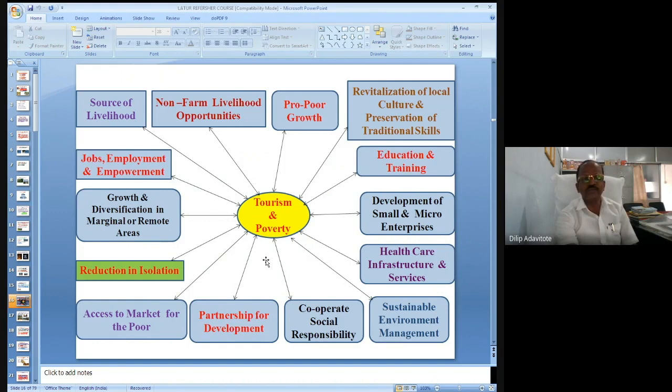You see, what tourism is giving to a common man, it is a source of livelihood. Non-farm livelihood opportunities are there. Pro-poor growth is taking place. Revitalization of local culture, preservation of traditional skills, education and training, development of small and micro enterprises, healthcare, infrastructure services, sustainable environment management, cooperative social responsibility, partnership for development, access to market for the poor, reduction in isolation, growth and diversification in marginal or remote areas, job, employment, and empowerment.